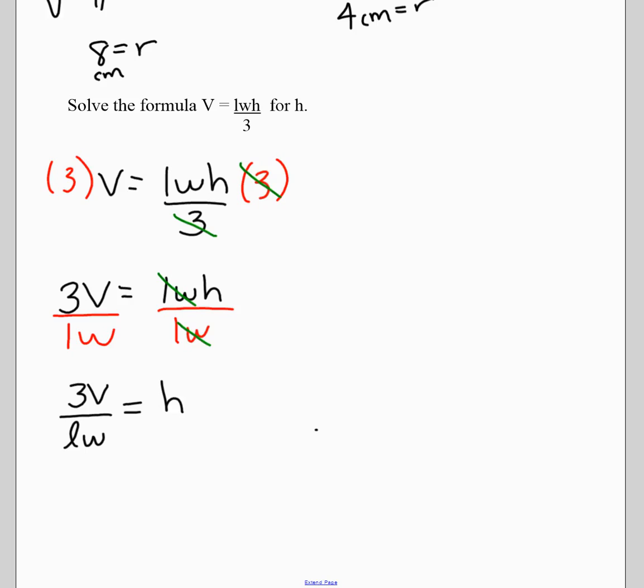So all you have to remember is to ask yourself, what letter are you solving for? What do you need to do to get rid of the other things? And you always do the opposite operation, just like we learned back when we were solving algebra equations.